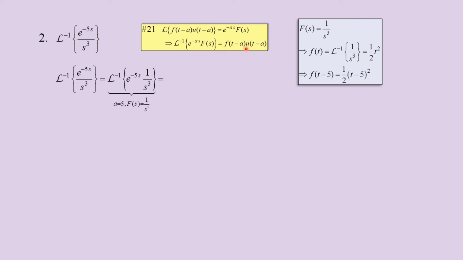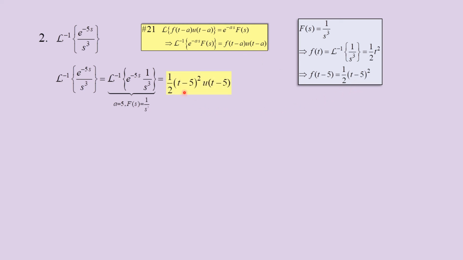So we have to find out what f of t minus a is. Now, since a is equal to 5, then we need to find what is f of t minus 5. Given that f of t is half multiplied by t squared, therefore f of t minus 5 is equal to half multiplied by (t minus 5) squared. Okay, simply replace the t by t minus 5. Now after this has been done, we just have to put the answer using this formula and multiply by u(t minus a).